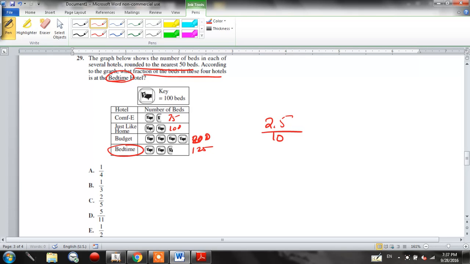2.5 boxes over 10. Or you can do it this way: 75 plus this, that's 175, 375, 400, 500. So it'd be 500. Okay, I think I did that math right. And then this is like 125. And you divide this out, the ratio would be, if I multiply top and bottom by 10, so get 25 over 100. Okay, and this is like 1 over 4.